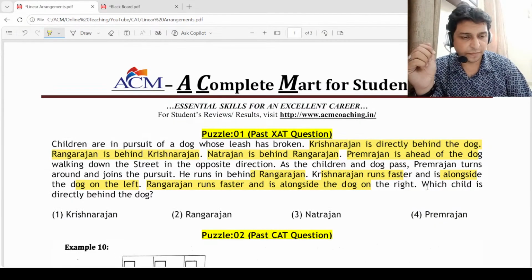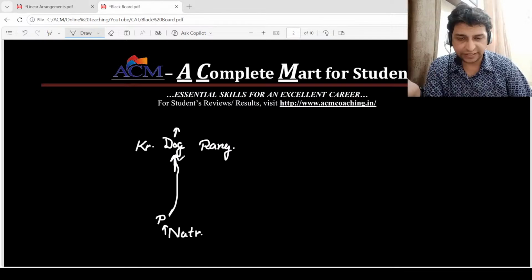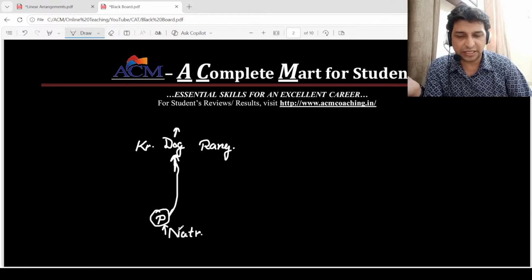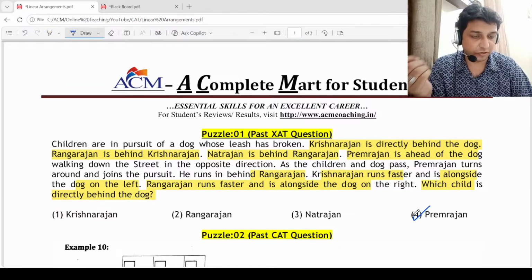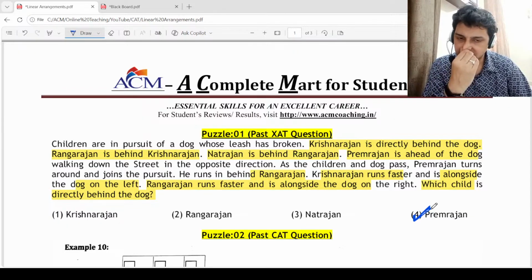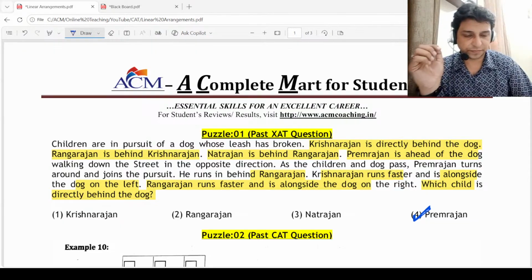Now the question comes, which child is directly behind the dog? Now who is behind the dog right now? After the dog we have Premarajan in the queue, and then behind him we have Natarajan. So the answer comes out to be Premarajan. A simple question which we had. It was exactly the previous year's question. Very simple one. I hope this is quite clear.